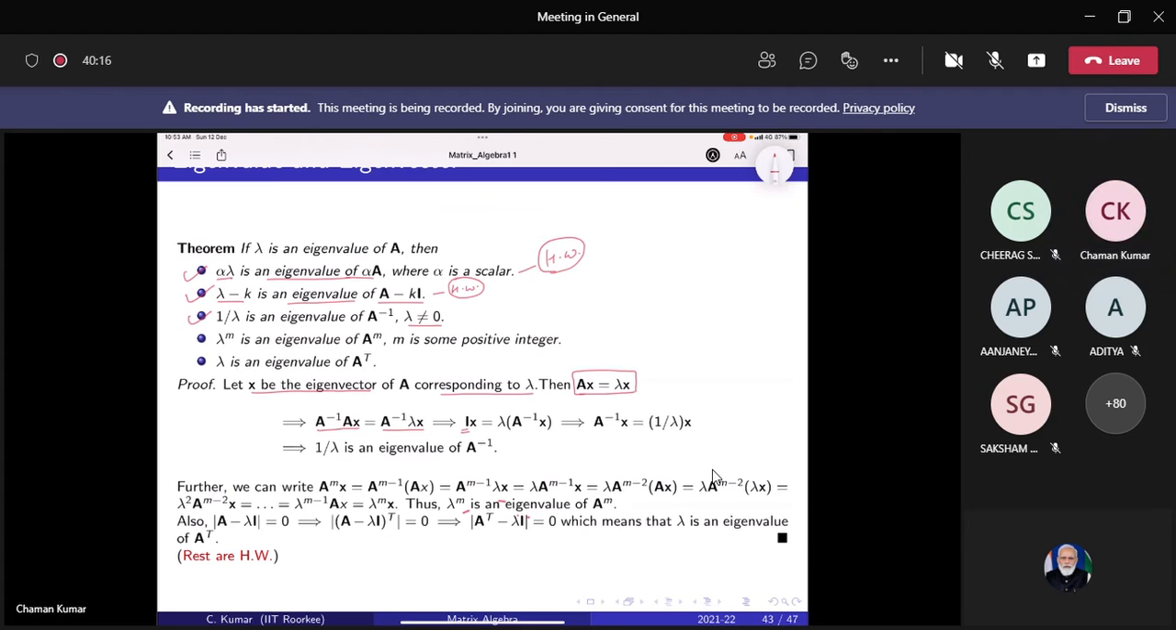On the right hand side, you can take this lambda outside. This is just some constant. So you have lambda, and here you have A inverse x. Then you can take this lambda to the other side. So you can write this as A inverse x is equal to 1 over lambda times x. From this relationship, we get that 1 over lambda is an eigenvalue of A inverse.